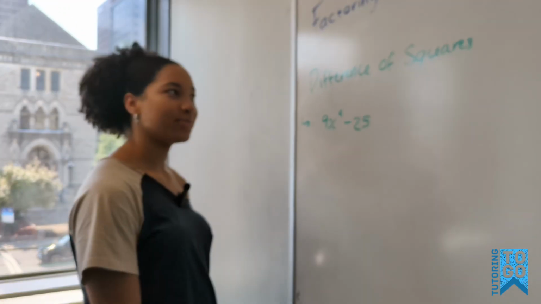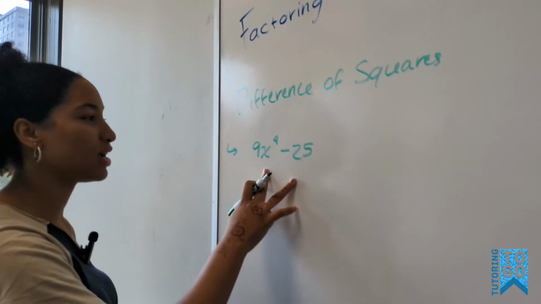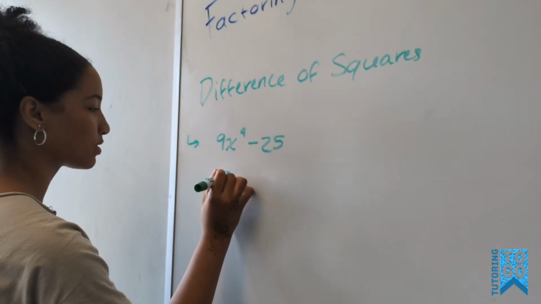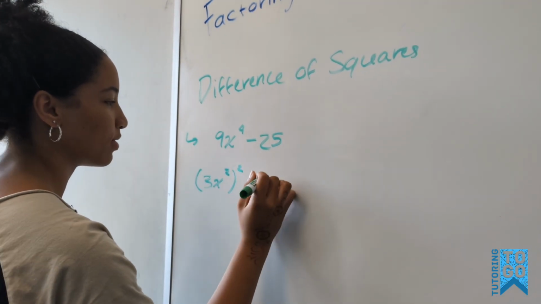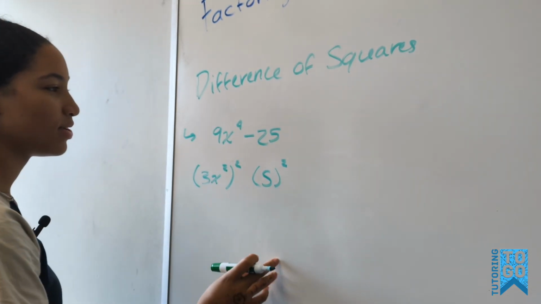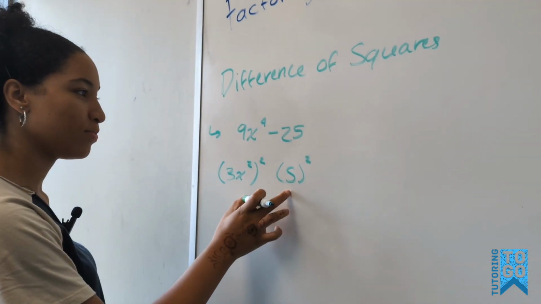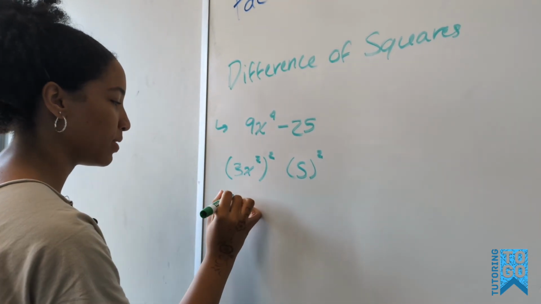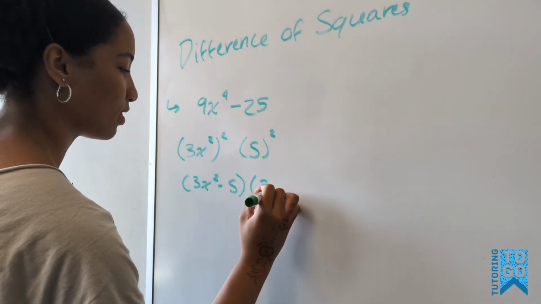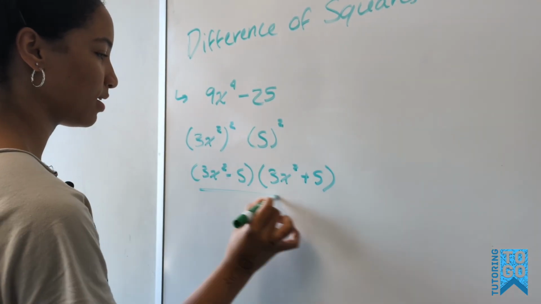So with the second equation, we're going to be using difference of squares to factor. So for both of these, there is a square root. This one has a square root of 3x squared, and this one has a square root of 5 squared. So when writing your final equation, you're going to take these two square roots, and you're just going to put them together. 3x squared minus 5, and then 3x squared plus 5. And this will be your final equation.